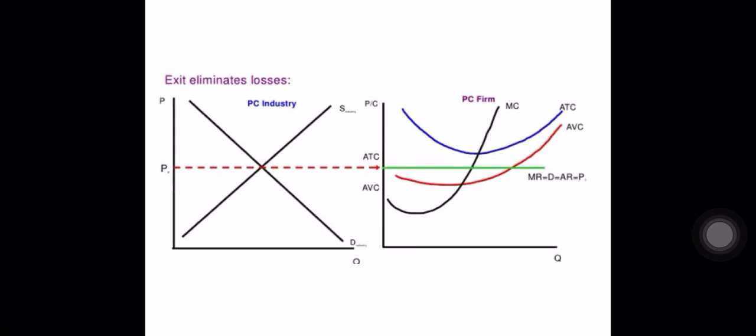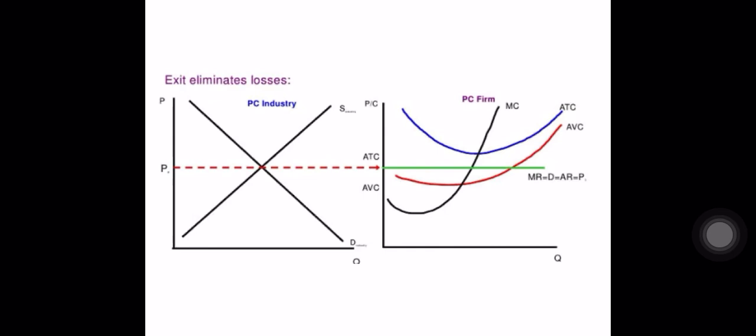Remember that ATC, or average total cost, is composed of average fixed cost and average variable cost. So, you see that the space between the blue and the red, that's the average fixed cost. Kasi ang iyong average variable cost is given by the red curve. So, syempre, tinanggal mo na yung fixed cost, kaya mas mababa ang AVC.